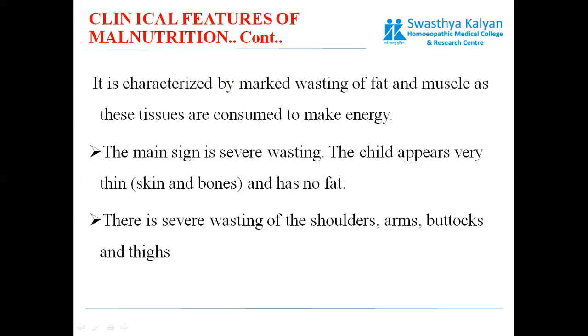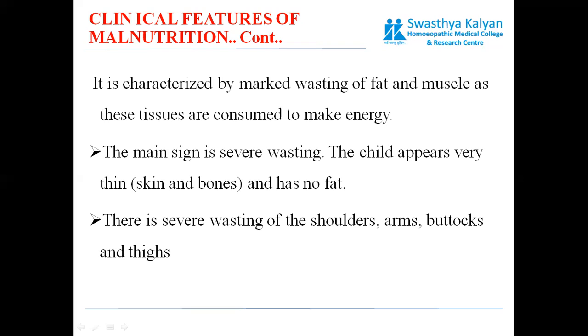Marasmus is characterized by marked wasting of the fat and the muscles, because these tissues are consumed to make energy. The main sign of marasmus is severe wasting. The child appears very thin, having only skin and bones and no fat.